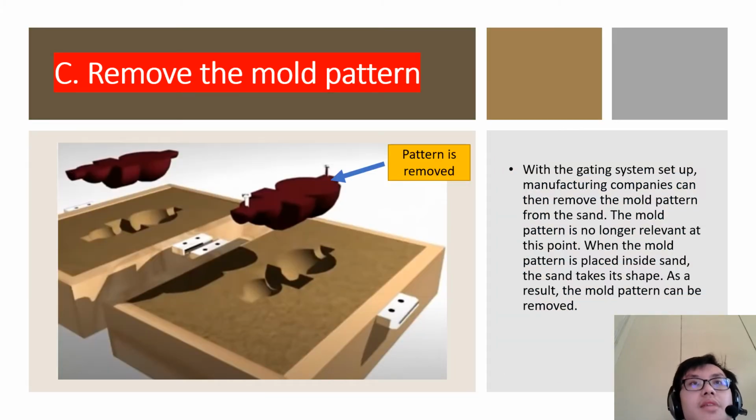The third stage is to remove the mold pattern. With the gating system set out, manufacturing companies can then remove the mold pattern from the sand, and the mold pattern is no longer relevant at this point. When the mold pattern is placed inside the sand, the sand will take its shape. As a result, the mold pattern can be removed.